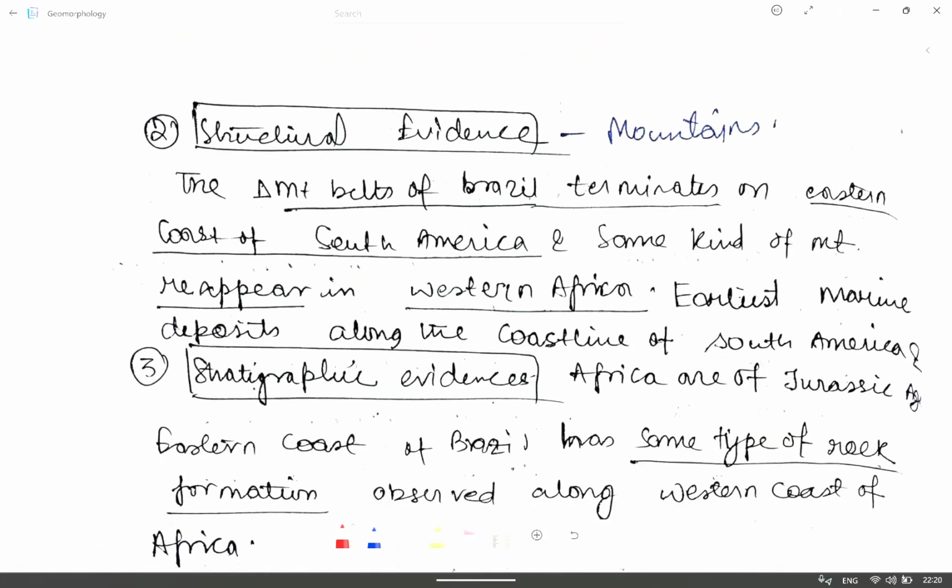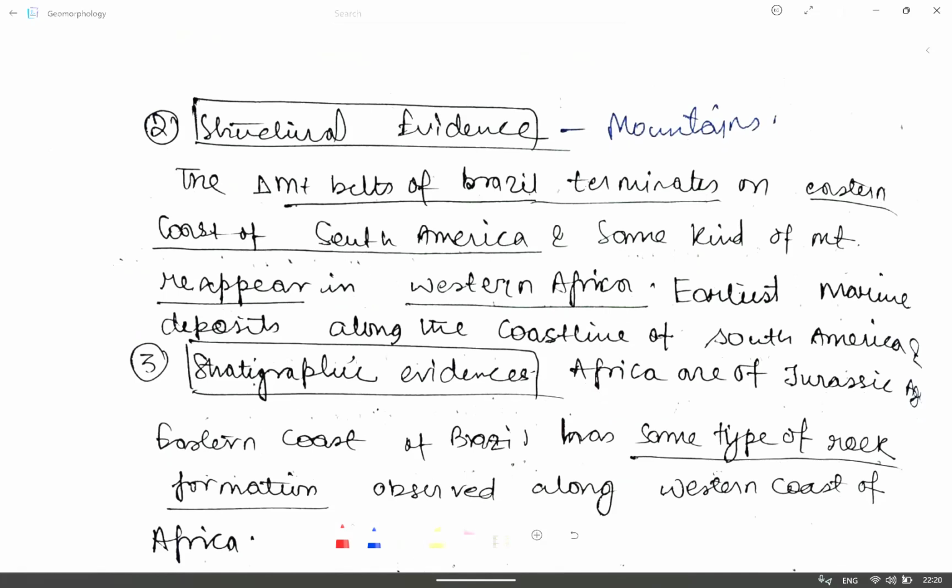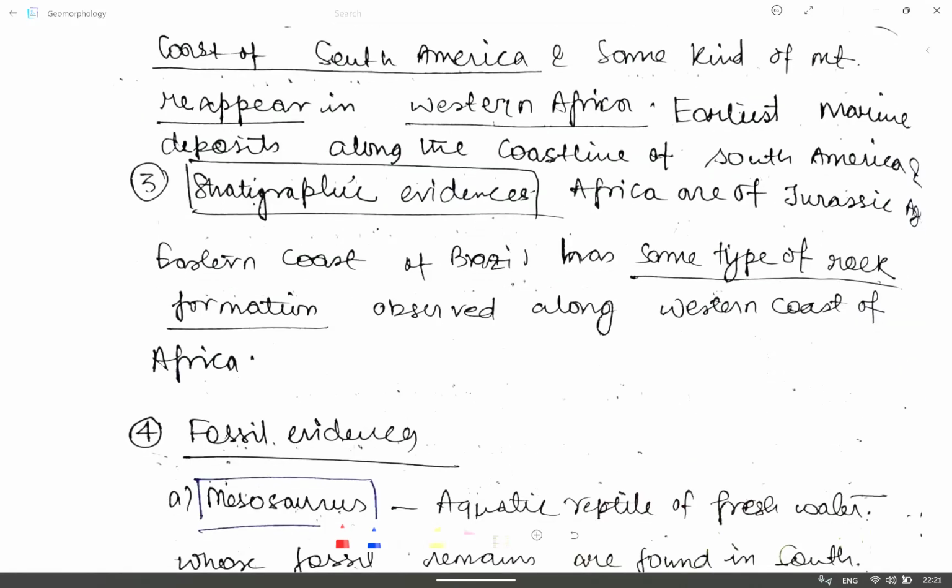Now, there were structural evidences as well, for example mountains, where the mountain belts of Brazil terminate on the eastern coast of South Africa, and the same kind of mountains reappear in Western Africa. So it is said that due to the separation, the same kind of mountains are present. There are earlier marine deposits as well along the coastline of South America and Africa. Stratigraphic evidences mean that Africa's rocks are of Jurassic age. The eastern coast of Brazil has the same type of rock formation observed along the western coast of Africa.